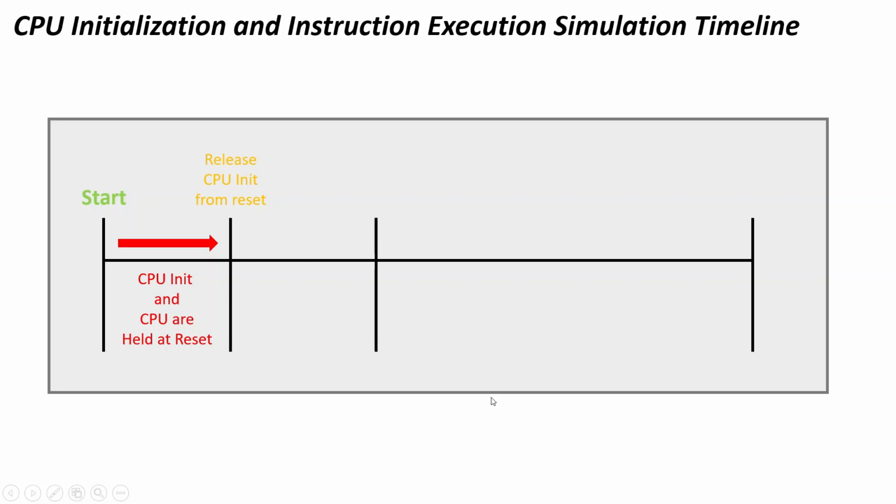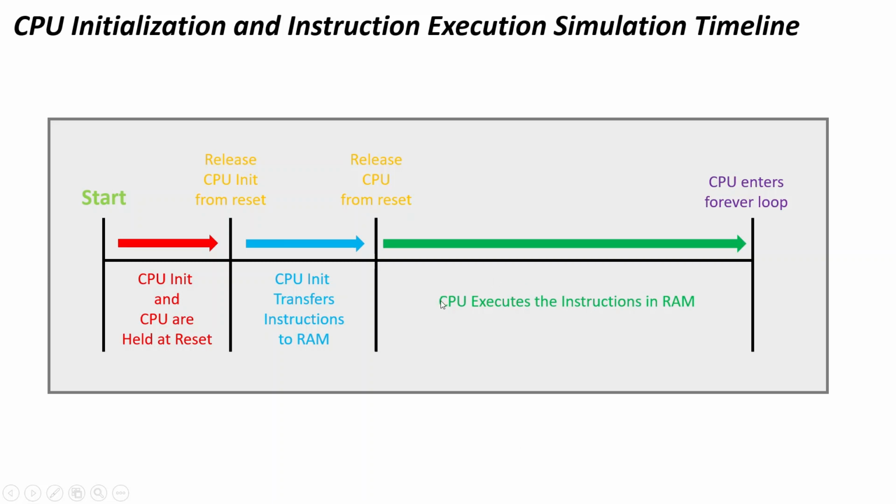Okay, here's essentially a timeline to maybe shed some more light on what's going to happen here. At the start, the CPU init and the CPU are both held at reset. We'll wait for a little bit of time to pass, then we'll release the CPU init from reset, and then we will transfer the instructions from ROM into RAM. Once we have completed that, we will release the CPU from reset, allowing it to execute the instructions that were just put into RAM until it enters the forever loop.